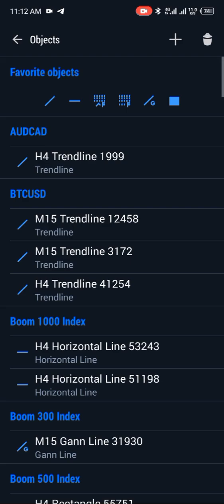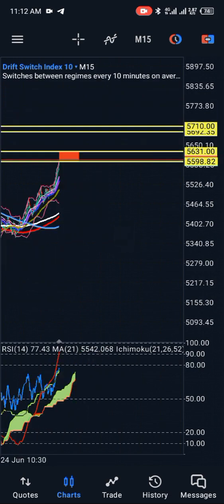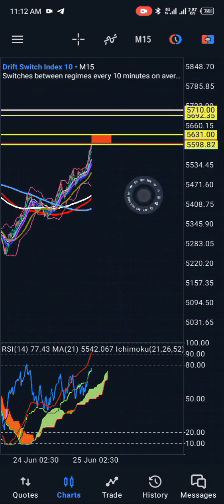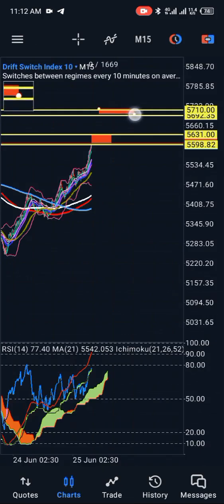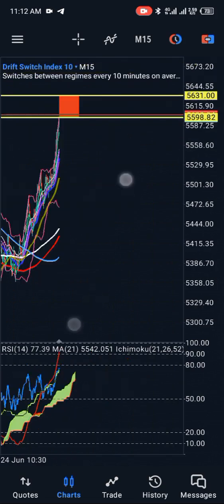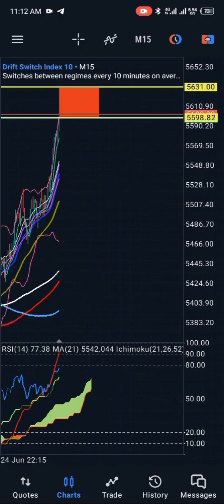Let me mark my zone with this particular rectangle. Here there's a sell loading here on the 15 minutes time frame, and also a sell at this zone too. So that is it. I have to wait for a particular confirmation before I will take a sell on DS10 today.